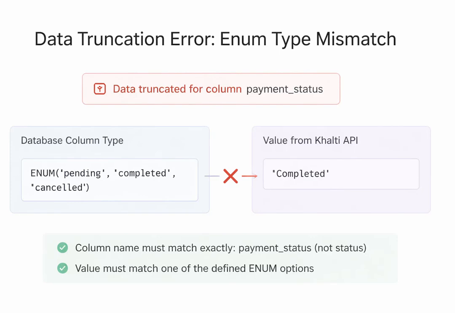During testing, a data truncation error appeared. This kind of error happens when the value you're trying to save doesn't match the column's defined type. In this case, the payment status column in the database is defined as an enum, meaning it only accepts specific predefined values, like pending, completed, or canceled. If the value coming from Calty doesn't exactly match one of those options, the database rejects it and throws this truncation error. The fix was making sure the correct column name, payment status, was being used, and that the value being stored matched the enum definition.